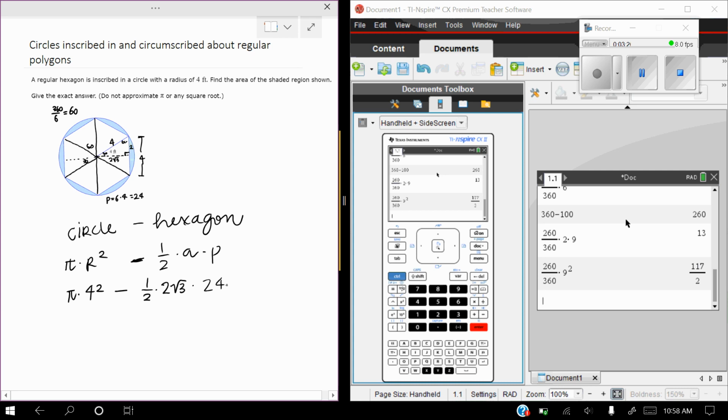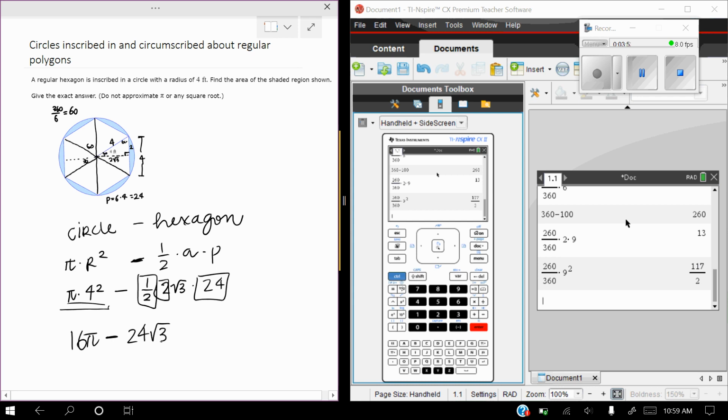So this question says to give the exact answer. Do not approximate pi. So to get this in terms of pi, we're just going to go 4 squared, which is 16 pi. All right, and now we're going to subtract here. What we're going to do is focus on all the numbers that are not the square root. So 1/2 times 2 times 24 is going to be 1 times 24, which is 24 square roots of 3.